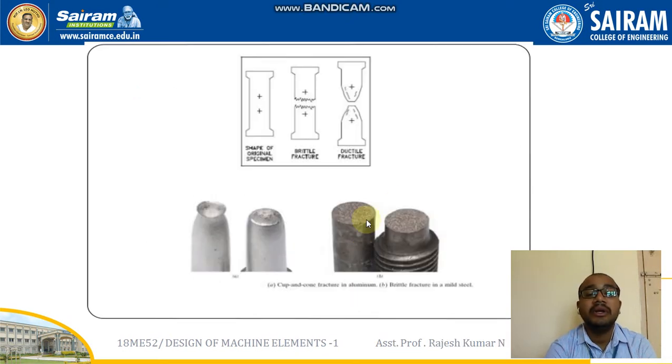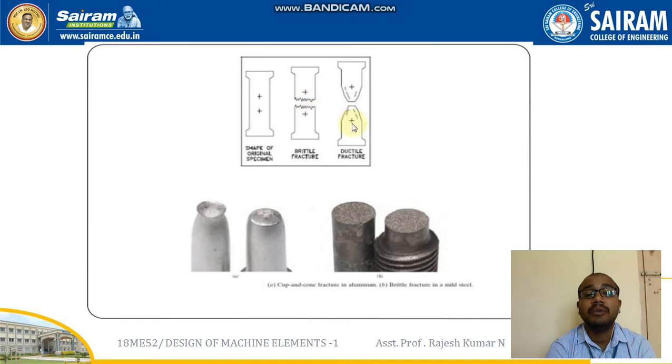Coming to brittle and ductile fracture, how does it happen? These are the real models. Here we can find out which is the brittle and which is the ductile one. Assume this is the shape of the original specimen. If it is a brittle material, the fracture will happen like this. You can see this. There will be an unequal metal flow, and the crack can happen at any place.